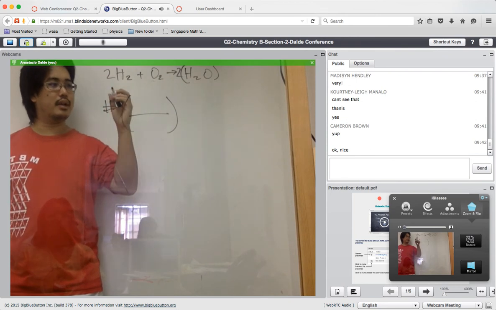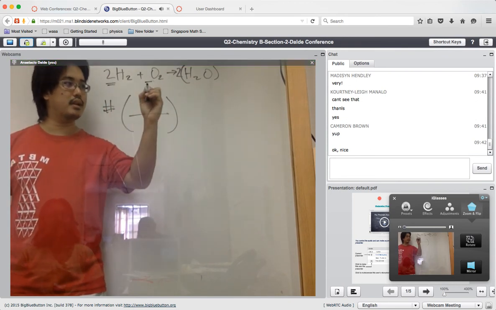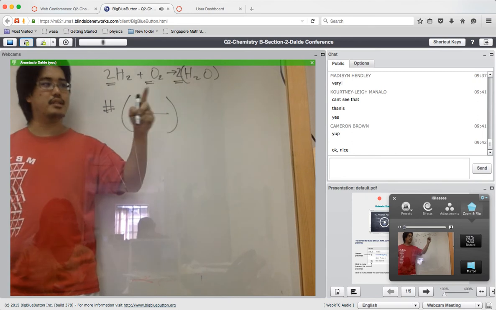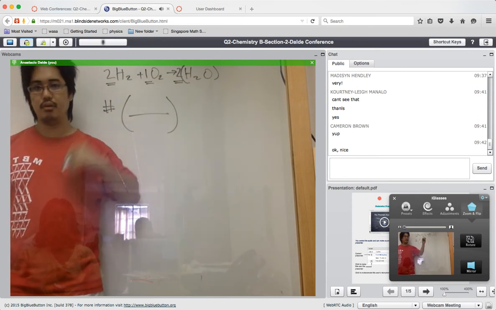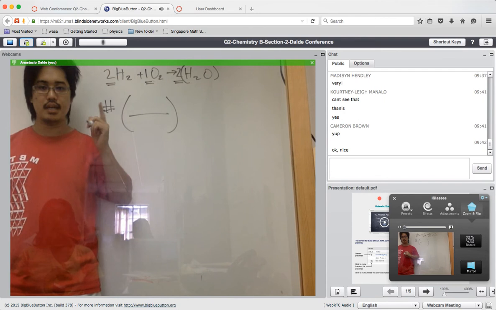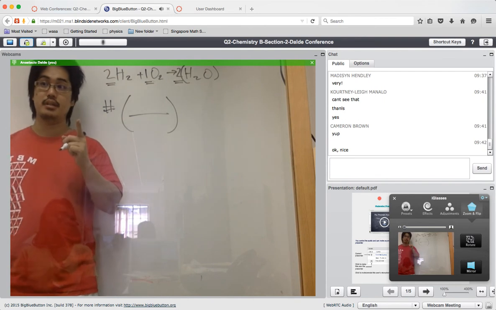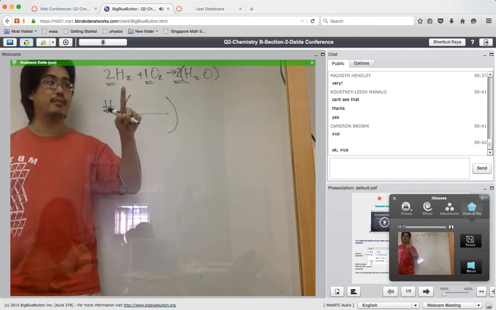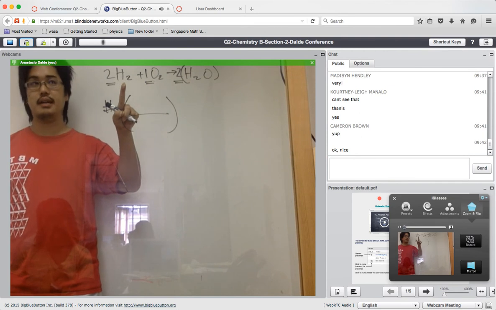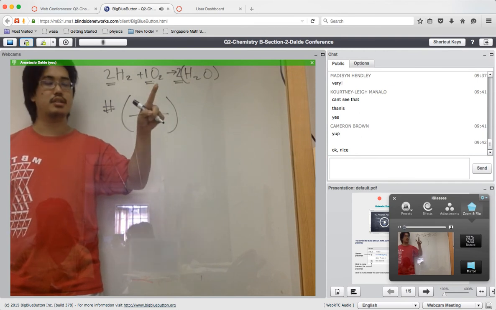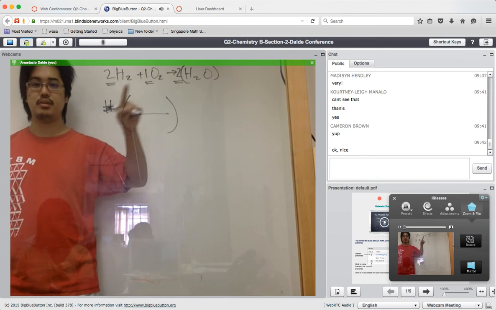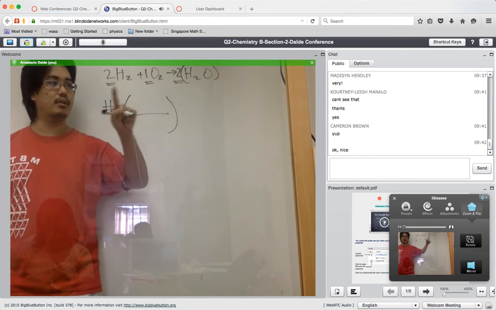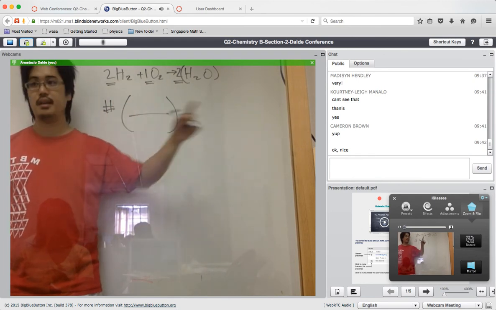This right here tells you very important information. These numbers in front are called coefficients. They tell you how to convert from pure hydrogen gas into oxygen, or pure hydrogen gas into water, or something like that. We can convert from the left side of this equation to the right side of this equation.